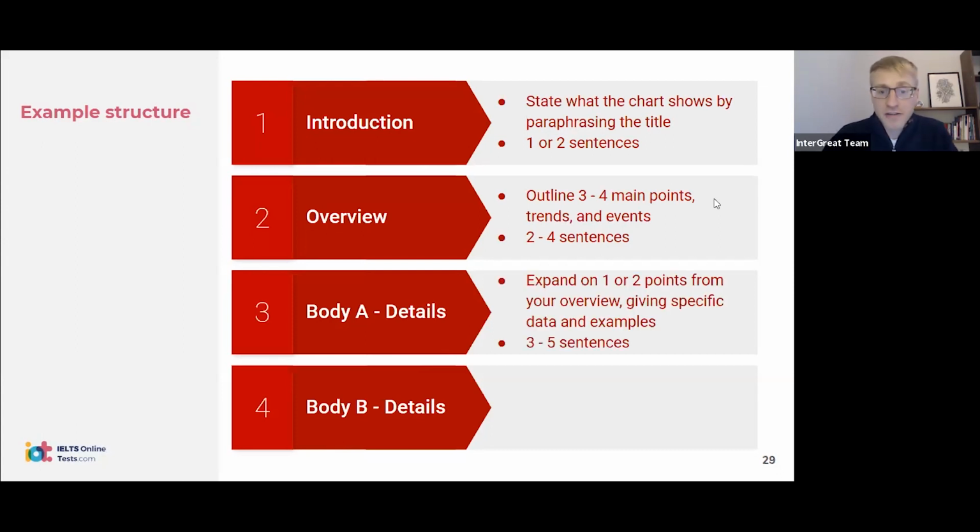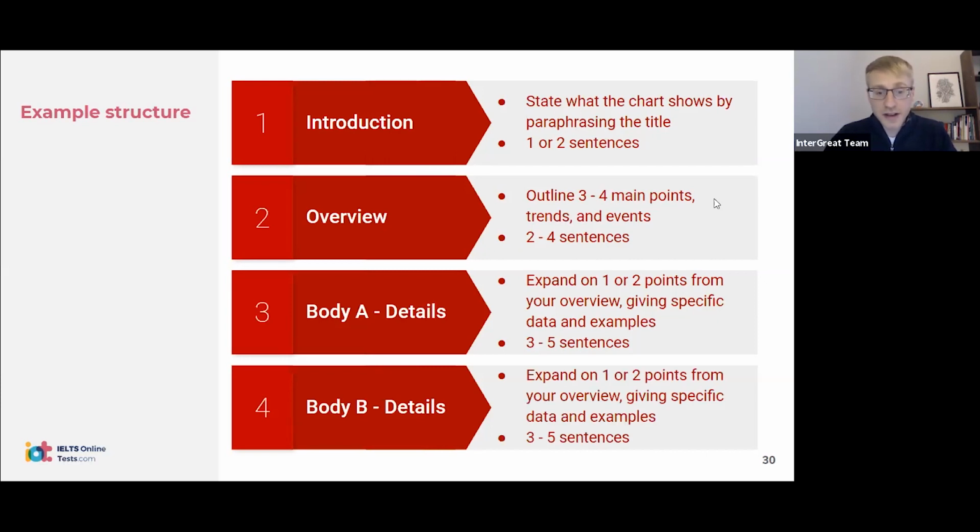In body paragraph A, we'll give some specific detail about the main points we described in our overview. And we'll support this with specific data and examples, about 3 to 5 sentences. And in body paragraph B, we'll do exactly the same. Expand on the remaining points in the overview, give specific data and examples.